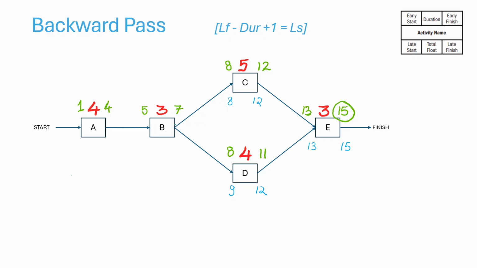Now we come to a divergence point here. This is dependent on C and D. When we were going in the forward pass, we took the bigger number of these two, right?